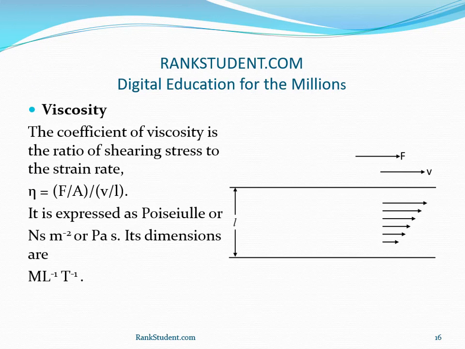Fluids have viscosity. The coefficient of viscosity is the ratio eta equals F over A divided by v over L. It is expressed as poise, or Newton second per square meter, or Pascal seconds. Its dimensions are M L to the minus 1 T to the minus 1.